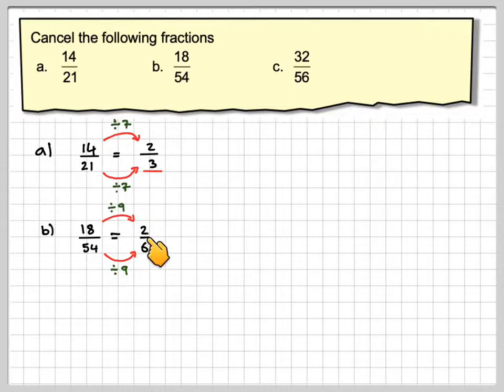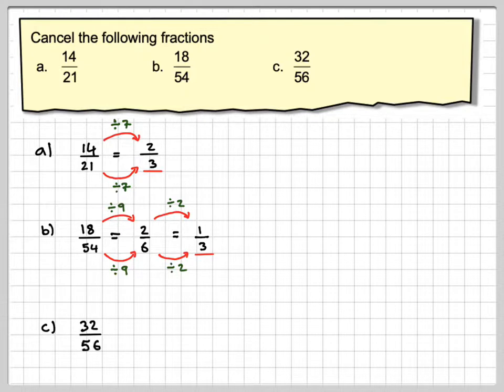We can now notice this will actually cancel again by 2, so we'll just repeat the process. Divide 2 by 2, we get 1, and 6 by 2, we're going to get 3. So 18 over 54 is equivalent to 1/3. Now, we could have just done that in one go by dividing the numerator and the denominator by 18.